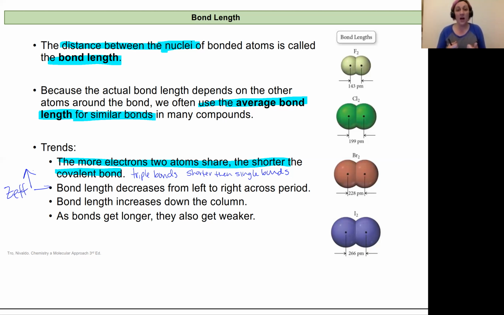We see that our bond length will increase as we go down the column. And remember, we saw that size increased down the column as well. And so the size of the atom is getting larger, which is just going to force those nuclei to be further apart, because the interacting piece is the valence electrons, and there's more distance between the valence electron and the nucleus of either atom. We also then see as the bonds get longer, they get weaker. So they're easier to break. It requires less energy to break them.